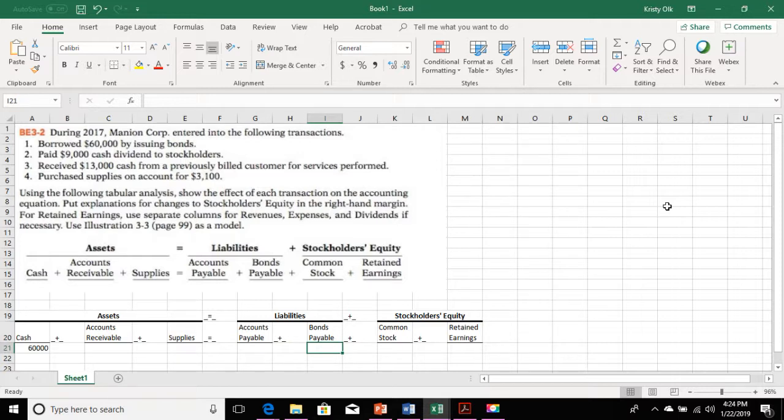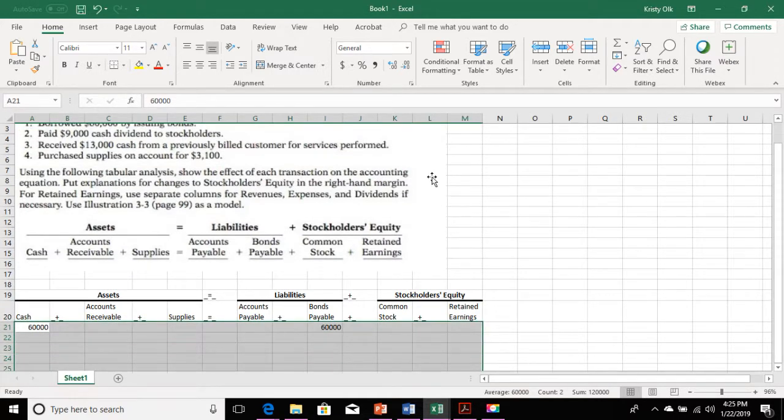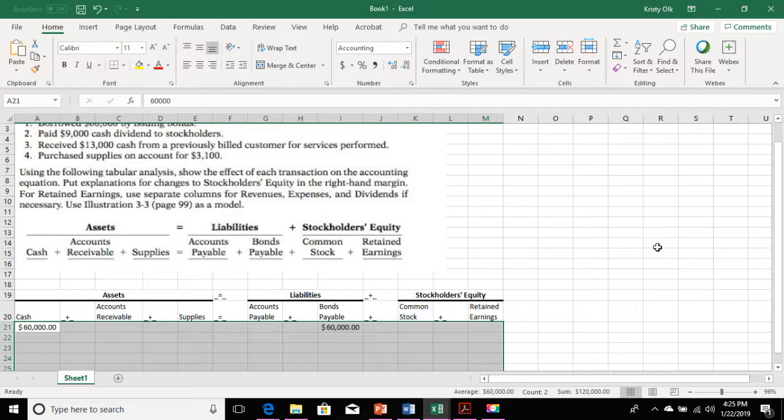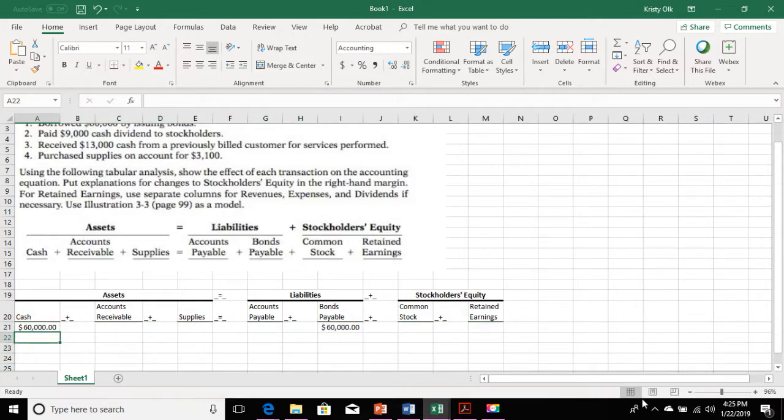And because the accounting equation has to stay in balance, we know we created a liability. We have $60,000 in bonds payable. I'm just going to real quick format all of these to go to dollars to make it easier for you to read. Remember what I said about keeping your audience in mind. Although I can look at that and see 60,000, I know I'm good, that does not necessarily mean that your audience is going to be able to look at it as easily.